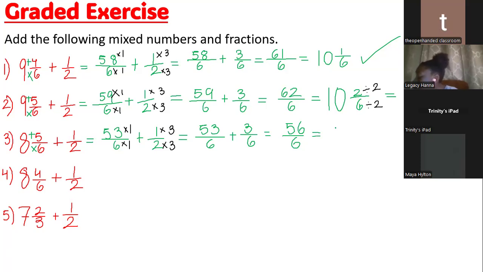9 and 2 over 6. All right, so 9 and 2 over 6. So did anyone else get 9? And we have to simplify this. Oh, yes, sir. Divide by 2.